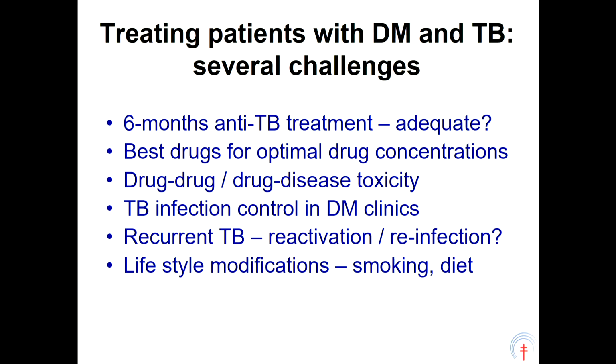With treatment, several challenges. We currently give 6 months of anti-TB treatment, and there's some evidence, not great evidence, that this is inadequate, and maybe we should be treating for 9 months instead. What are the best drugs for optimal drug concentrations? What about drug disease toxicity? For example, diabetes and isoniazid increase the risk of peripheral neuropathy. We know next to nothing about TB infection control in diabetic clinics.